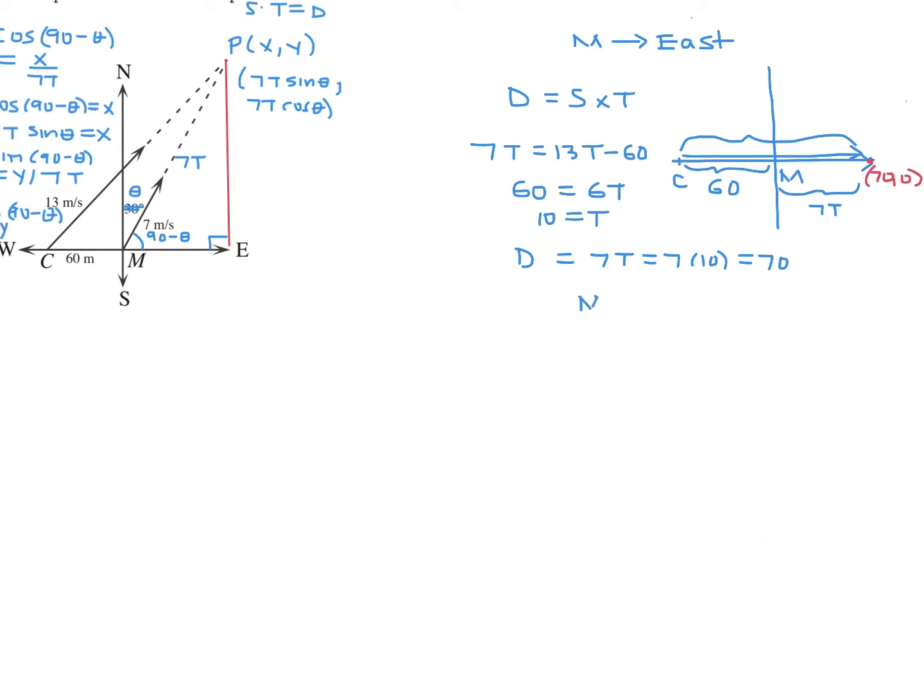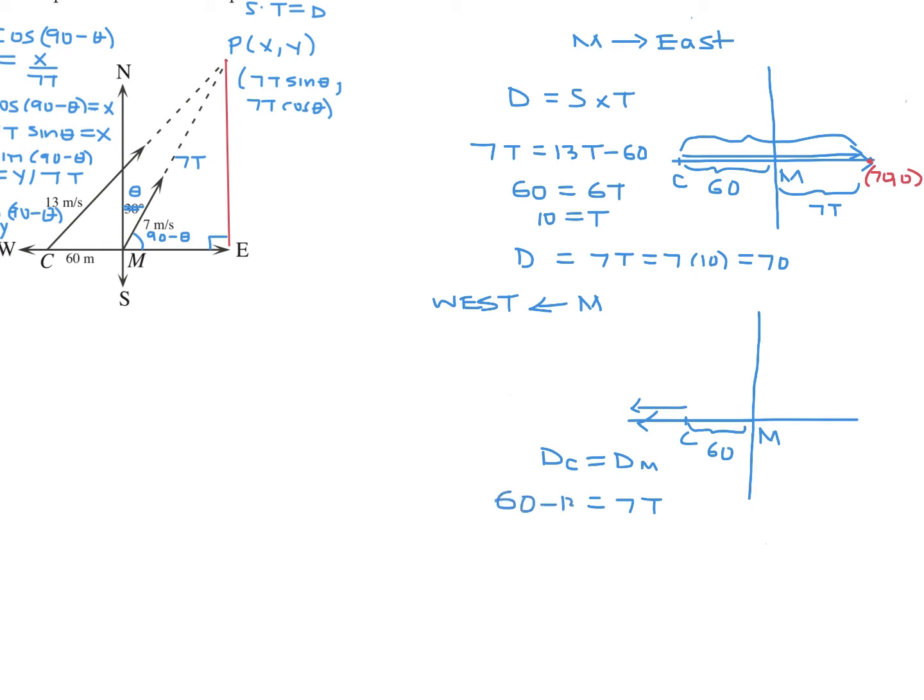Now let's say the mouse decides to go west, meaning in the complete opposite direction. Then you have a scenario where he starts here, but then he's going to go this way. And the cat starts here, and the cat obviously is going to go that way. So again, we have to equate the distances. The distance of the cat and the distance of the mouse have to be the same. Now the distance of the mouse is 7t, but in the opposite direction. The distance of the cat, remember, from here to here is 60. So it's 60, but minus 13t.